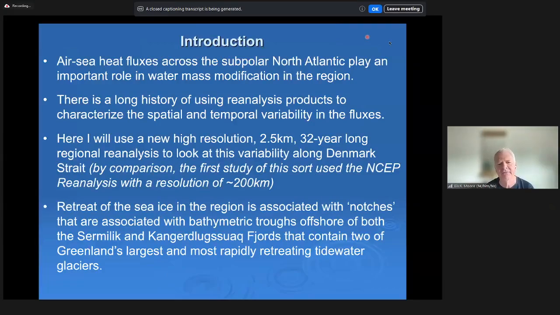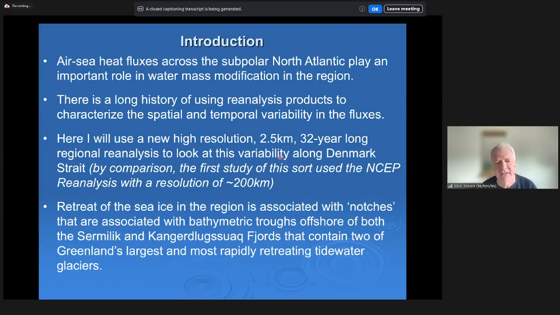So again, air sea fluxes play a really important role in water mass modification in the region. There's a long history of using reanalysis products to try to characterize the spatial and temporal variability in these fluxes. I'm going to look at a new high-resolution 2.5 kilometer, 32-year-long record of a regional reanalysis to look at this variability along the Denmark Strait. By comparison, the first of these studies was done a while ago with NCEP reanalysis, which had a scale of 200 kilometers. So obviously, we've got a lot more view of the structure recently.